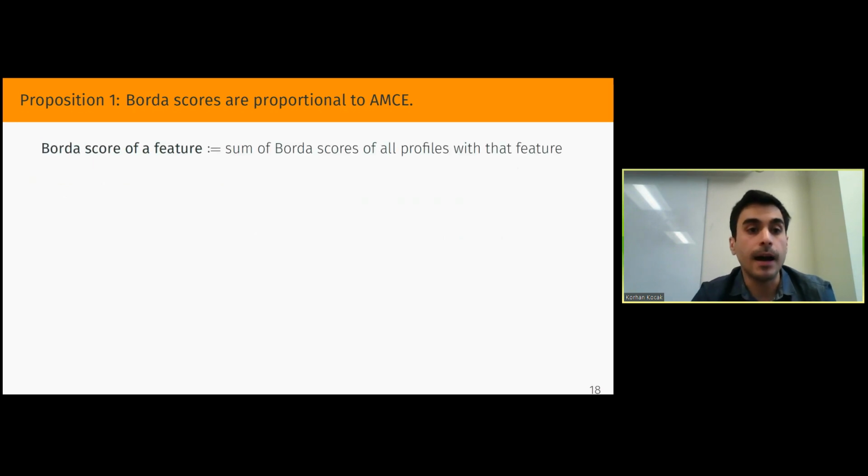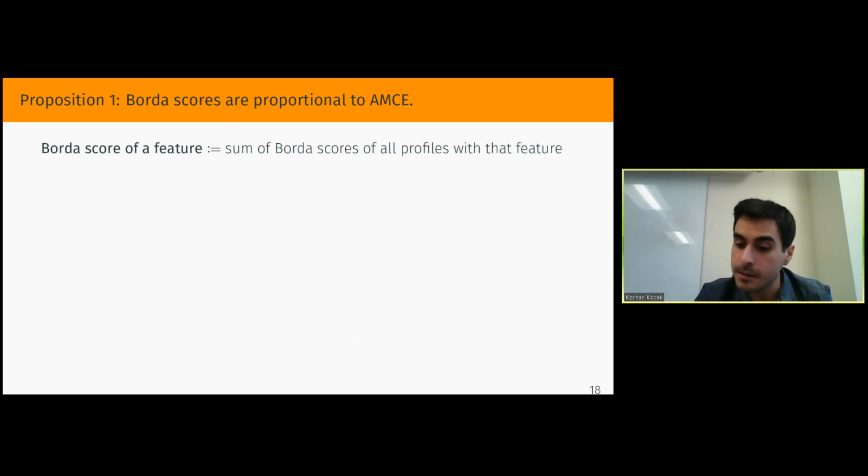Now let me define a new object, the Borda score of a feature, which is going to be the sum of the Borda scores of all profiles that have that feature. So in the context of our example, the Borda score of female would be the sum of the Borda scores of a female Republican and a female Democrat.